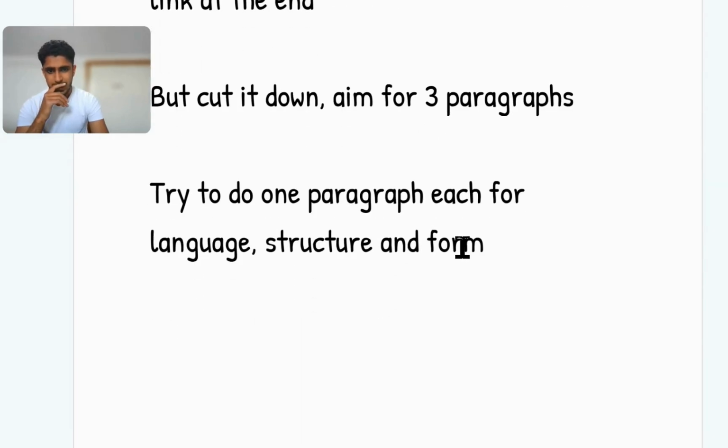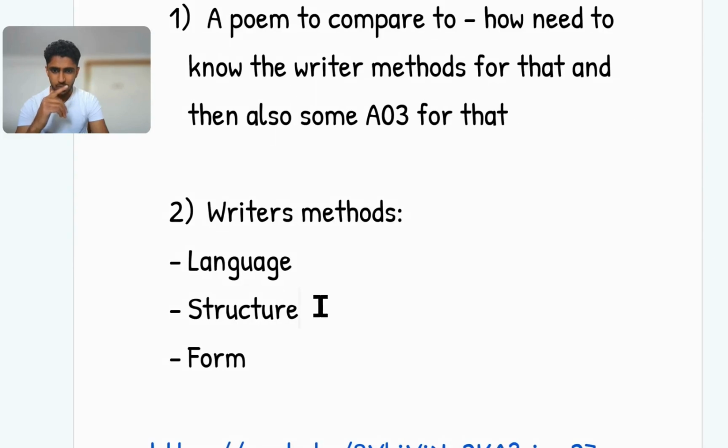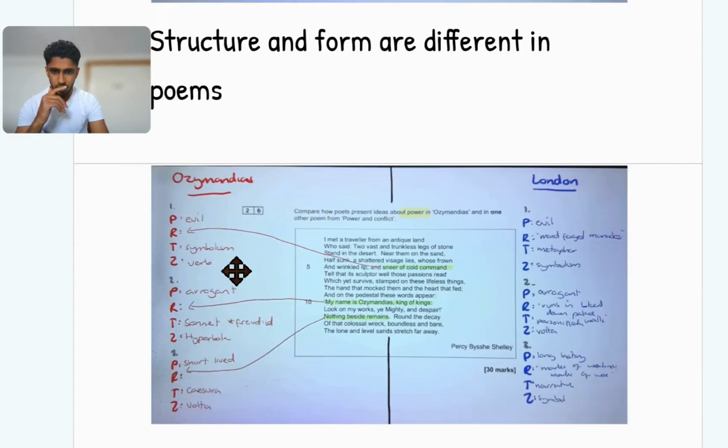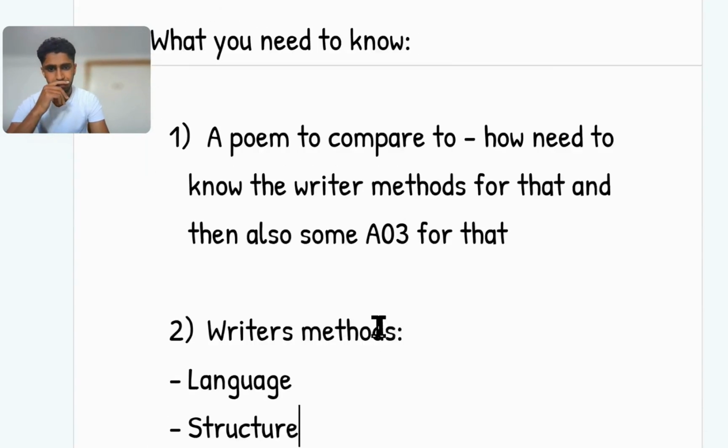Don't stress it. And then, you know how there's 3 paragraphs here, and I've also said there's language, structure, and form. Try to do 1 for each. So for this one, symbolism, metaphor. This is like the language analysis one. This one's sonnet and Volta. So this one's a form analysis. This one is a language analysis. This one has a caesura, that's a structural analysis, and this one has a narrative. So you notice here, they've analyzed language, they've analyzed structure, and they've also analyzed form. So ideally, what you want to do is have 1 paragraph. You basically want to mention all of them.